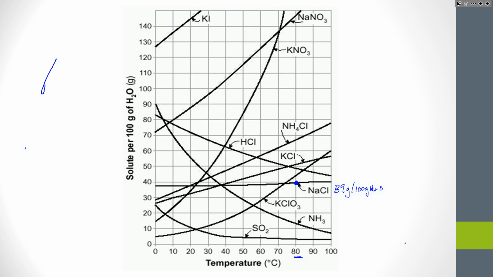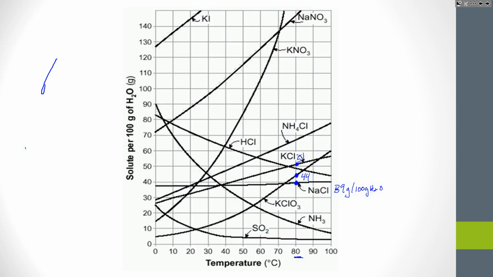Okay, so now we're going to look at KClO3. So at 80 degrees, I move my pen up to hit the KClO3 line, and that's close to like 44. I'm just going to write the number for now, and then we'll write the answers on the other part. And then KCl, so I go all the way up to KCl, and it's like 51, 52. Let's say 51. So I got 51, 44, and 39.